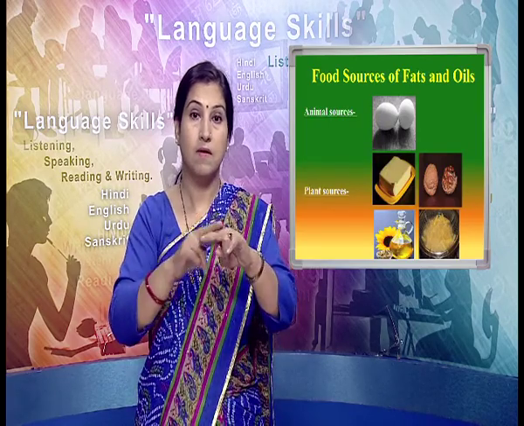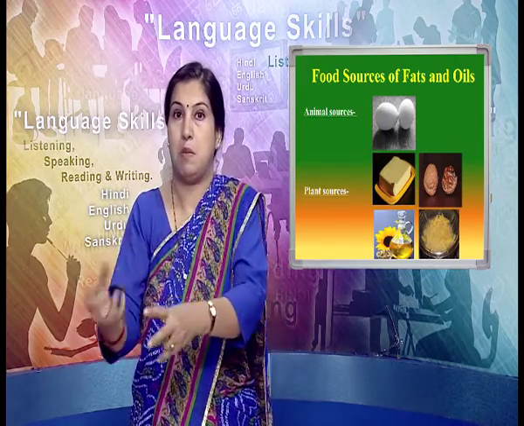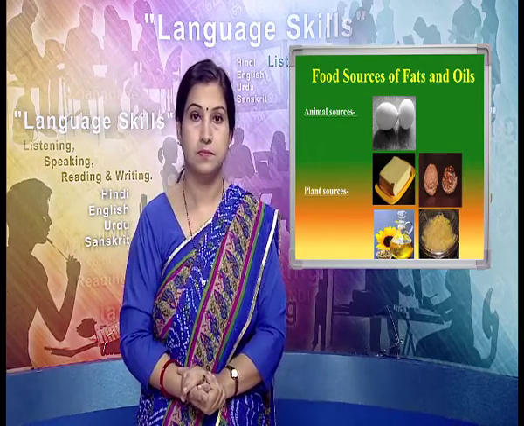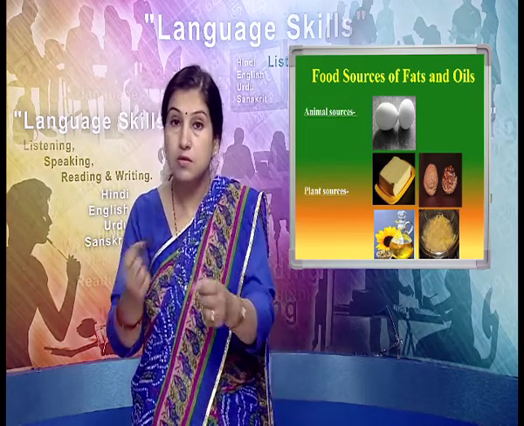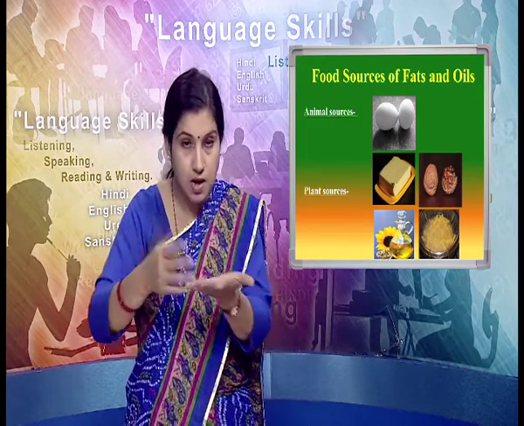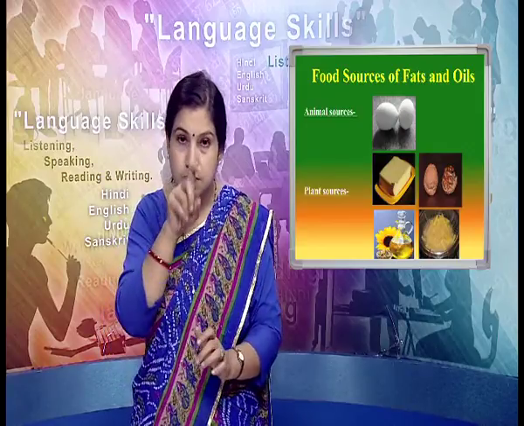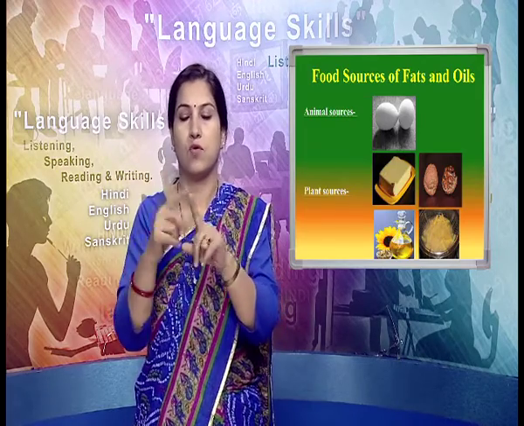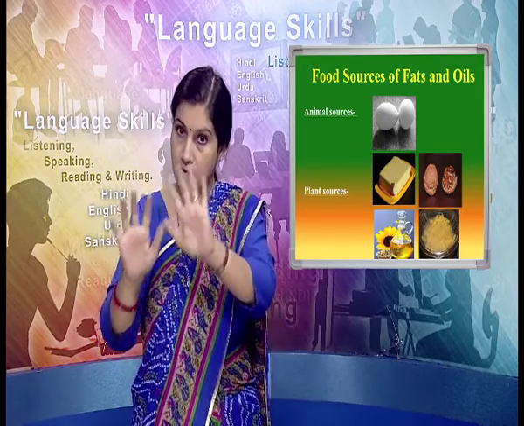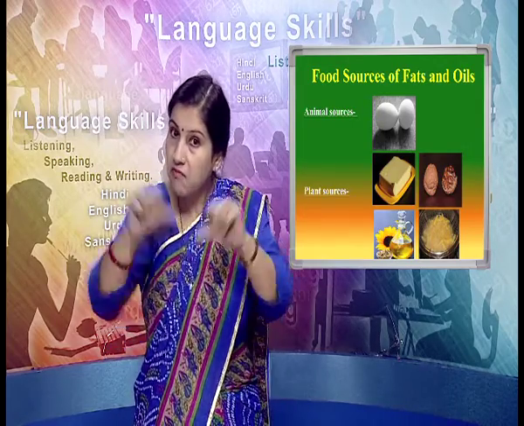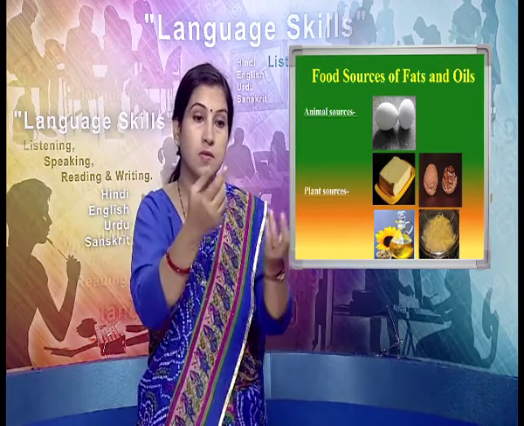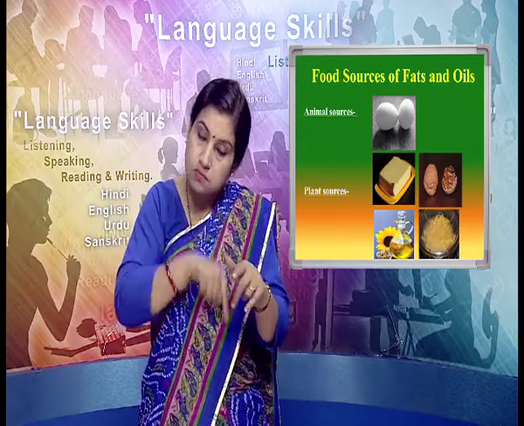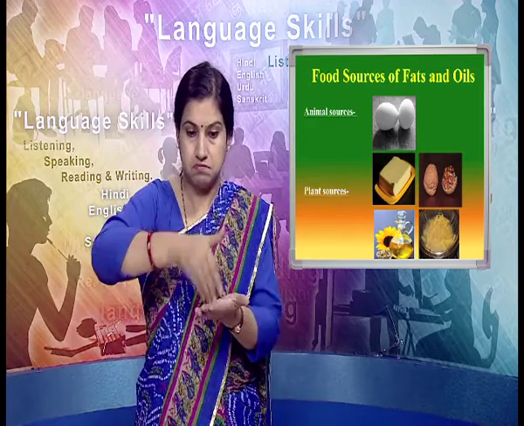Fat comes from animal sources and plant sources. From animal sources: ghee, butter, poultry, fish and egg. Food sources also contain invisible fat. Plant sources include fried foods, which are quite rich in fat.